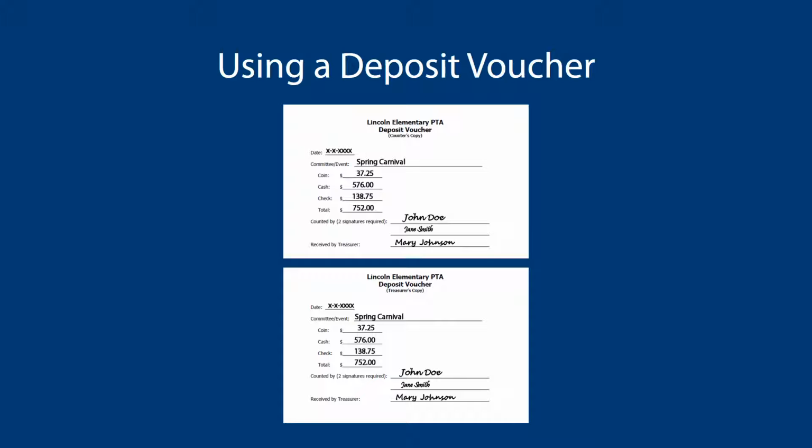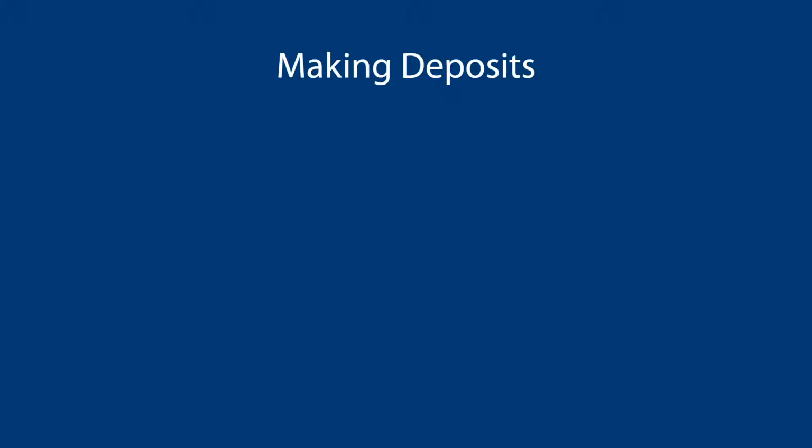The voucher is then cut in half, with one half going with one of the counters and the other half going with the treasurer. By separating the voucher, the PTA maintains a paper trail of the actual amount of money collected. One of the most common ways that PTA funds are stolen is by someone pocketing some of the cash collected at an event rather than depositing it. This is why, when making deposits, you should always use a deposit voucher.